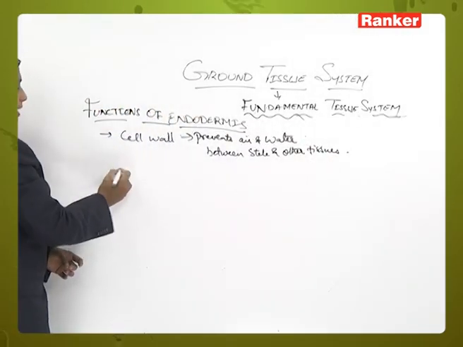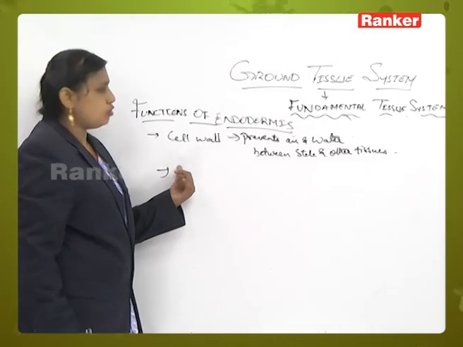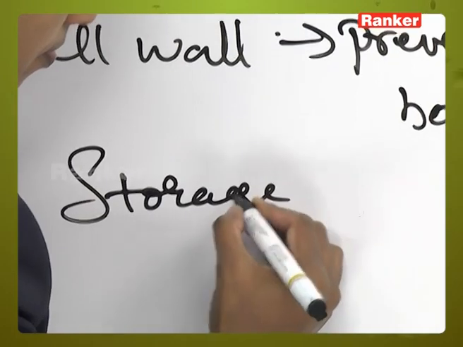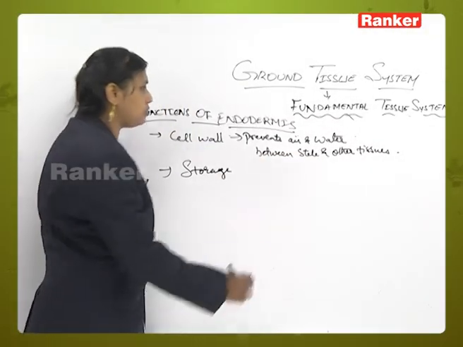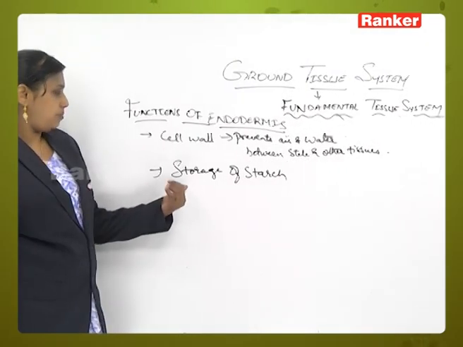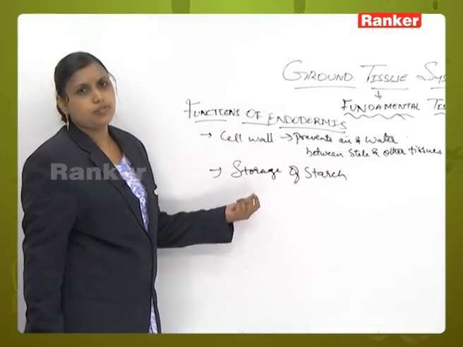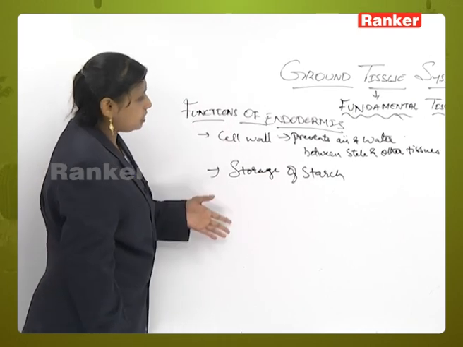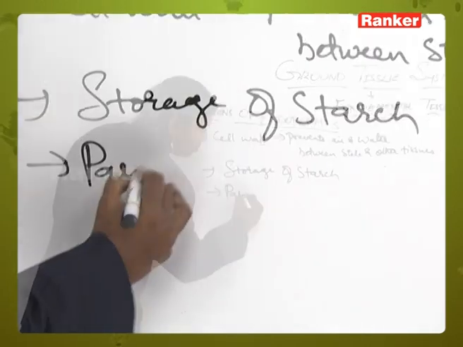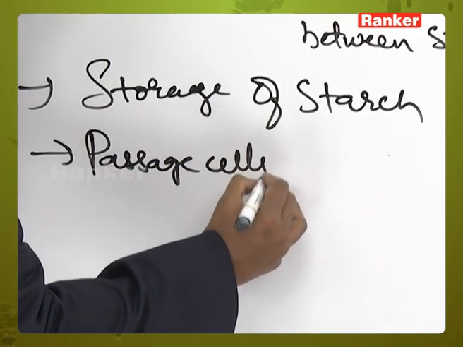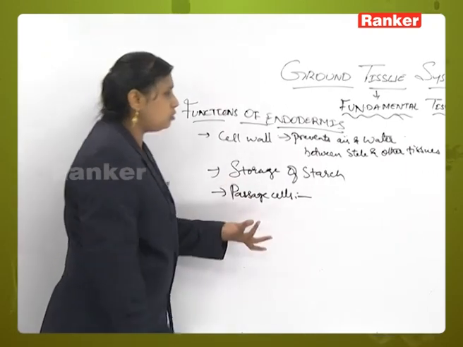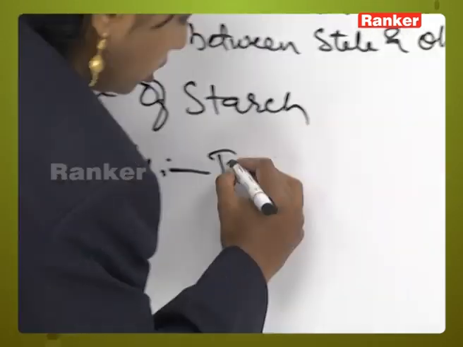Again, in plants, the endodermal cells are useful for the storage of food material. They are also useful for the storage of starch. When we are studying the endodermis, we were talking about passage cells. So, what are passage cells useful for? Passage cells are useful for the translocation of water from the cortex to the xylem.